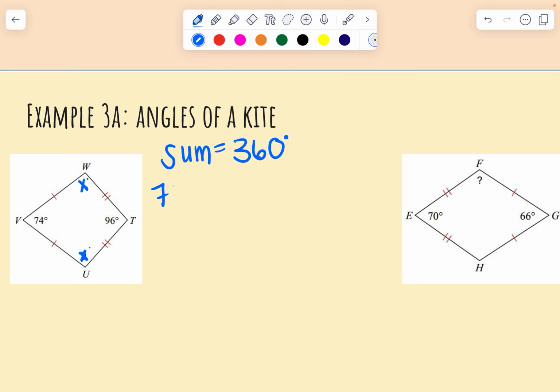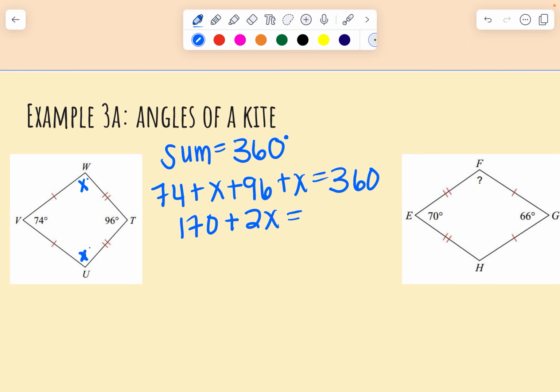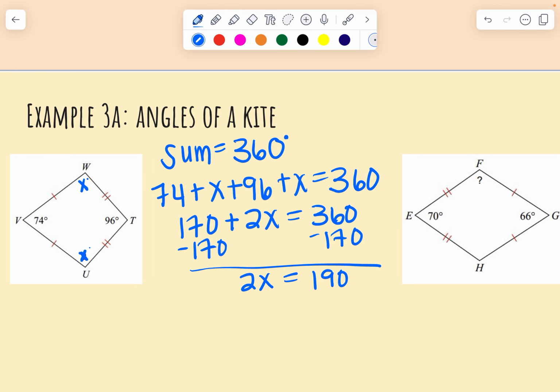So if I add all these up, 74 plus X plus 96 plus X, it's going to give me 360. Combining like terms here, 74 and 96 give me 170. X and X is 2X equals 360. Take 170 from both sides, and we get 2X is 190, which means if we divide both sides by 2, X is 95 degrees.